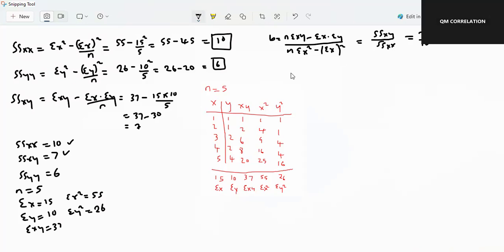Then we have what we call our R, coefficient of correlation. It's given by xy over the square root of xx times yy. This one substitutes that long formula we've been learning all along. This one is far easier.